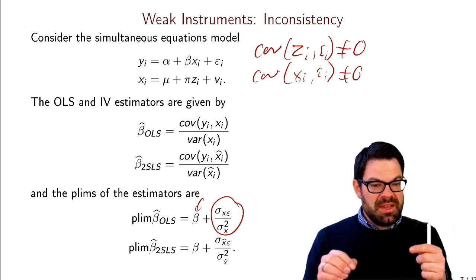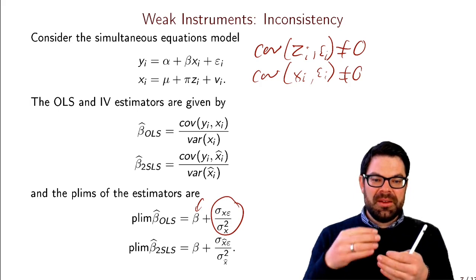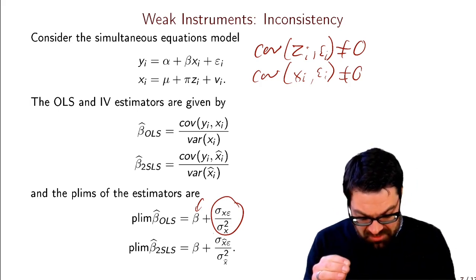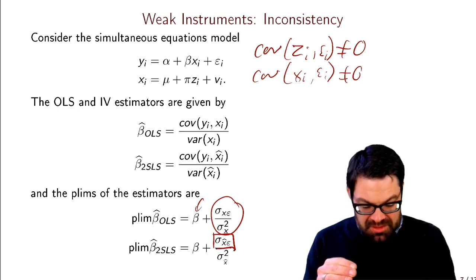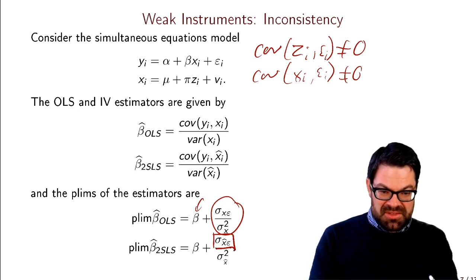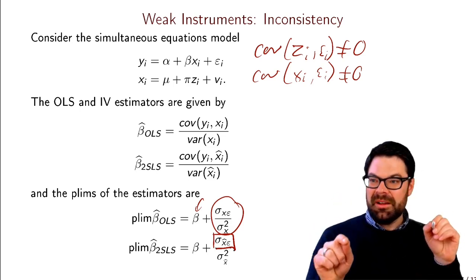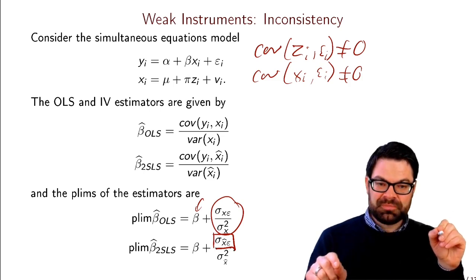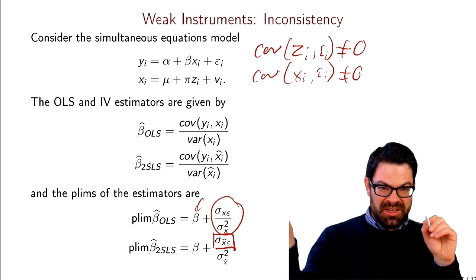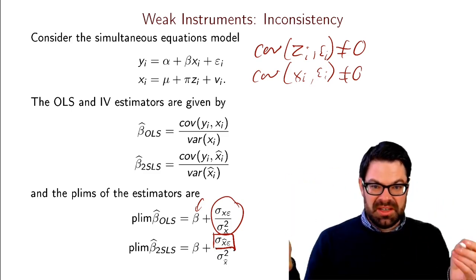When we do two-stage least squares, it looks very similar. We also have the true parameter beta plus a bias term, and if our instrument is valid, then obviously that bias term disappears, because if the correlation between the instrument and the error term is 0, then the correlation between whatever is predicted based on the instrument and the error term is also 0, because it's just a linear transformation.